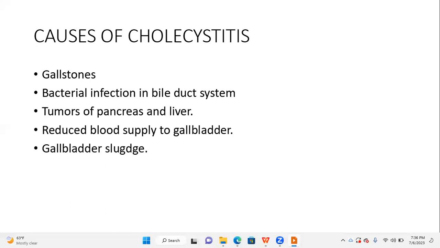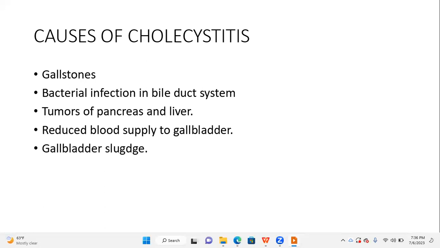Tumors of the pancreas and liver. When there are tumors in the pancreas and the liver, the tumors may cause blockage of the bile ducts. And when the bile ducts are blocked, they may cause constriction. When they are constricted by the tumors, there can be impairment in the flow of bile from the gallbladder and the liver. Then reduced blood supply to the gallbladder.